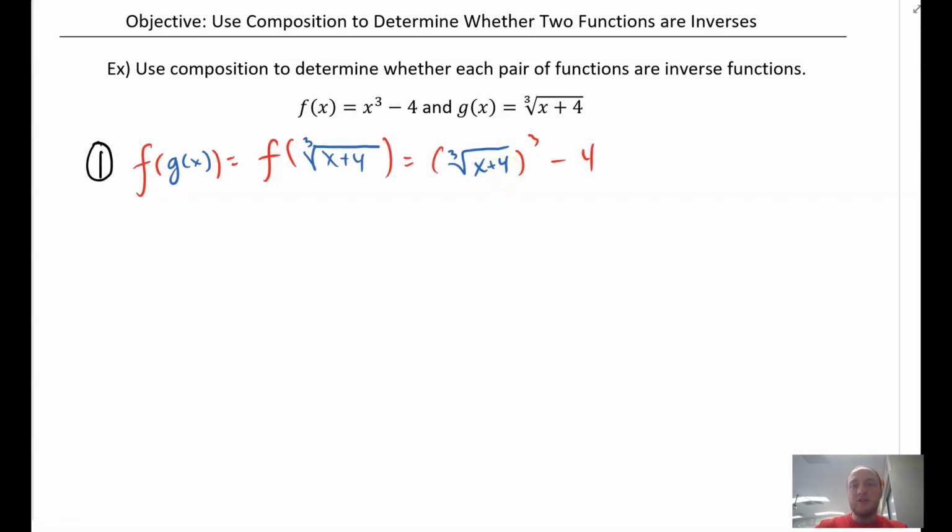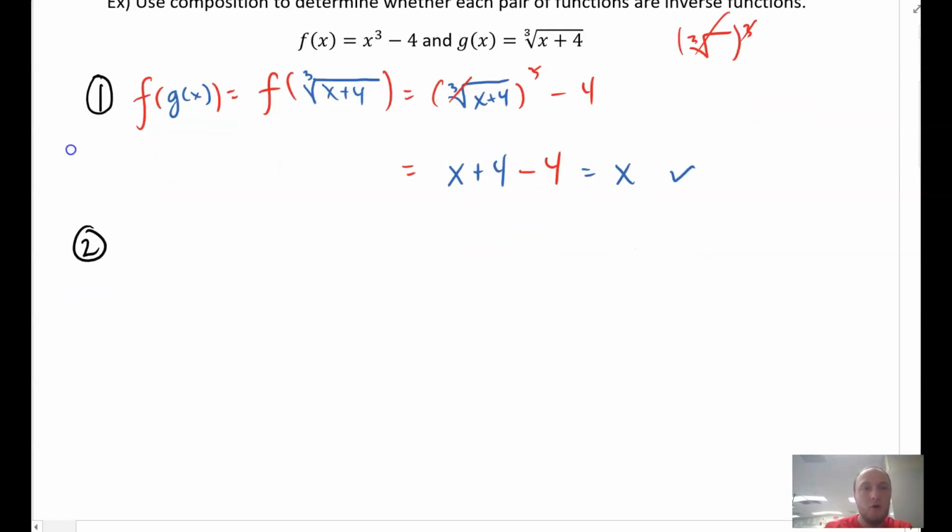Now when I do this, I have a cubic root that's being cubed. A cubic root and a cube are inverses, so they undo each other, so they cancel. If there was anything outside of the cubic root, that would not cancel, but in this case, they do cancel. So these cancel, and we're left over with x plus 4 minus 4, and this is equal to x. So the first condition is satisfied.